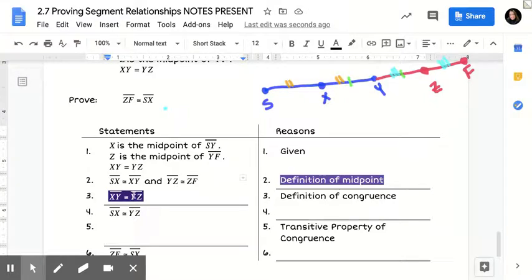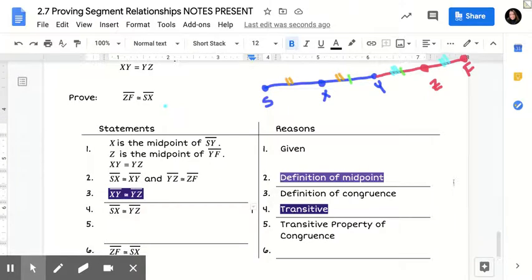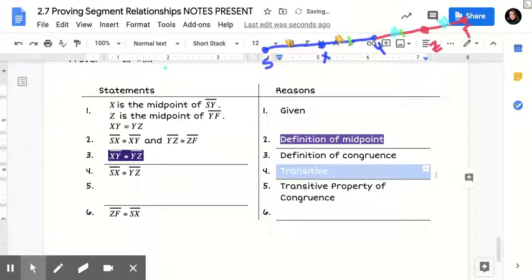All right, now that I have that information, I can come back here and look. This says SX is congruent to XY. My next statement was XY is congruent to YZ. So I can say, because YZ and XY are congruent, I can say that SX is also congruent to YZ. That would be by the transitive property.